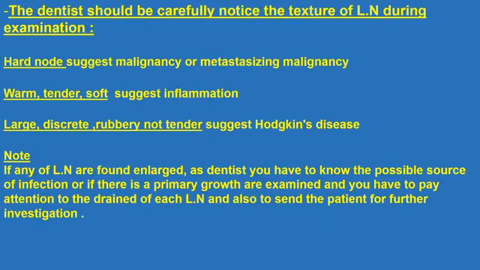The texture of lymph nodes is a very important indication of certain disease. For example, a hard node suggests malignancy or metastasizing malignancy in the lymph node, while in case of inflammation, the lymph node will be warm, tender, and soft. In case of large, discrete, rubbery, but not tender nodes, this indicates Hodgkin disease.